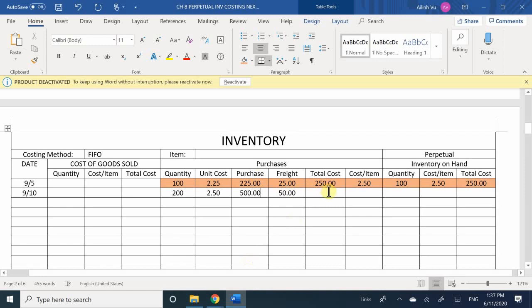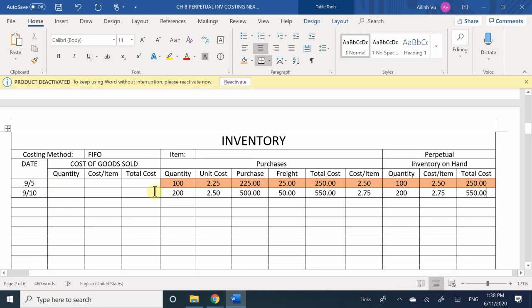And 500 plus 50 gives me a grand total of what? 550. And then how much is my cost per item? $2.75 each. And I'm going to go ahead and add that over here, $2.75 each, for a grand total of $550.